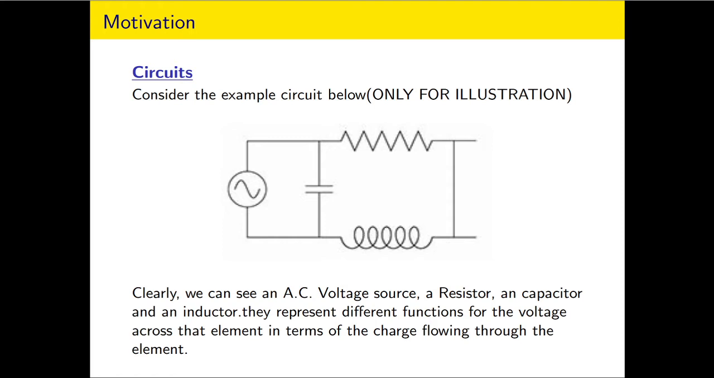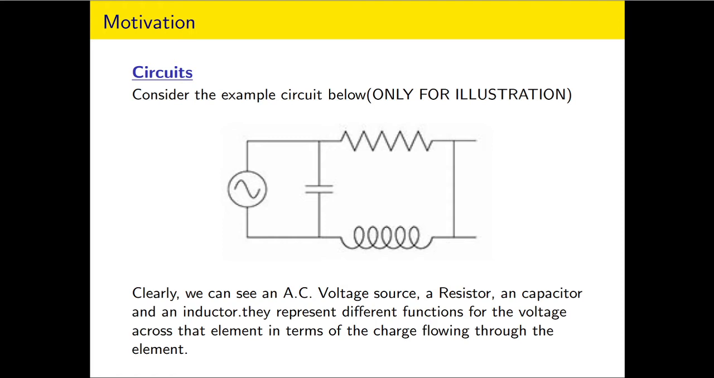Yeah. So first, let us give an analogy or sort of a motivation towards Feynman diagrams. So, we all know what a circuit is, right? So let's consider this illustration of a circuit. This is not an actual circuit. This is just for illustration to explain the different parts. So clearly, you can see an AC voltage source, a resistor, a capacitor, and an inductor. They represent different functions for the voltage across the element in terms of charge flowing through the element. So essentially, what this is saying is we can find the voltage through any element just by looking at it.